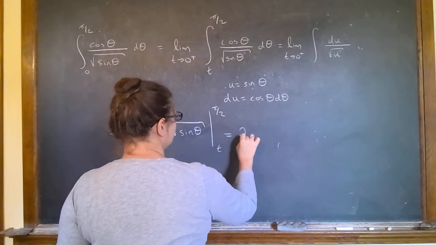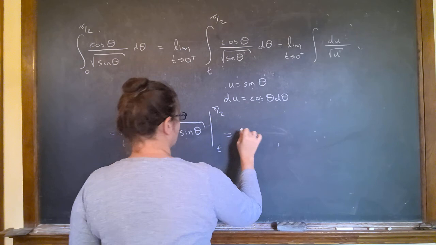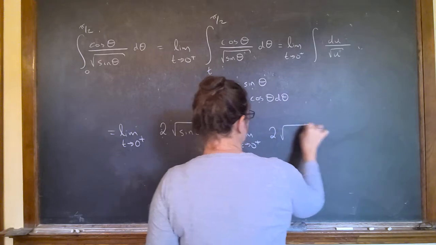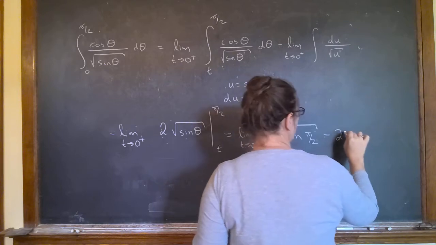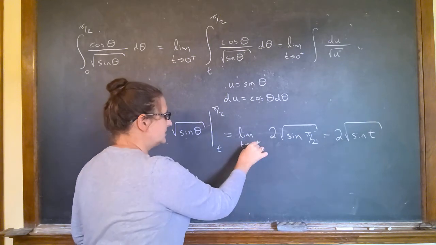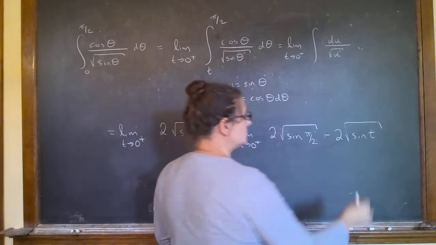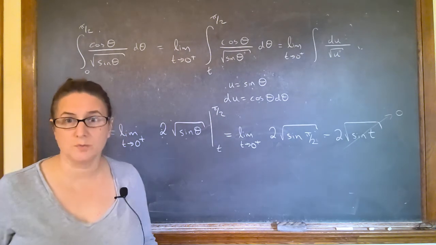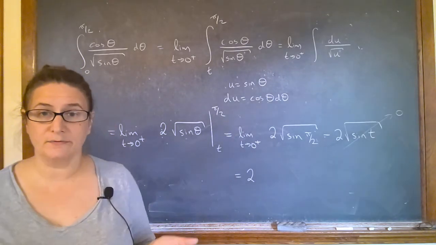So now what I have is 2 times square root, let me put the limit in there here. 2 square root of sine pi over 2 minus 2 square root of sine t. Well, really, as I take t going to 0, of course, sine of 0 is 0. So this just goes to 0. I'm left with 2 times the square root of sine pi over 2. Sine pi over 2 is 1. So my answer is 2. So this integral nicely converges to 2.